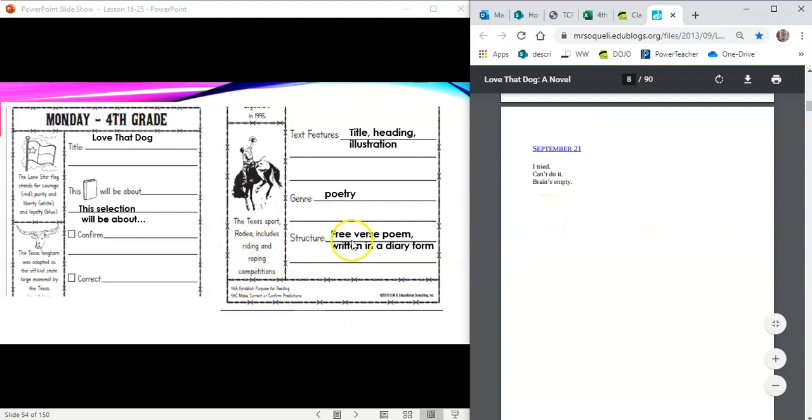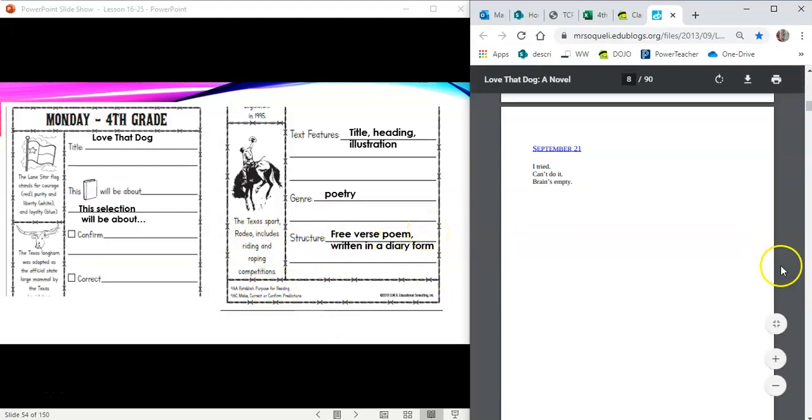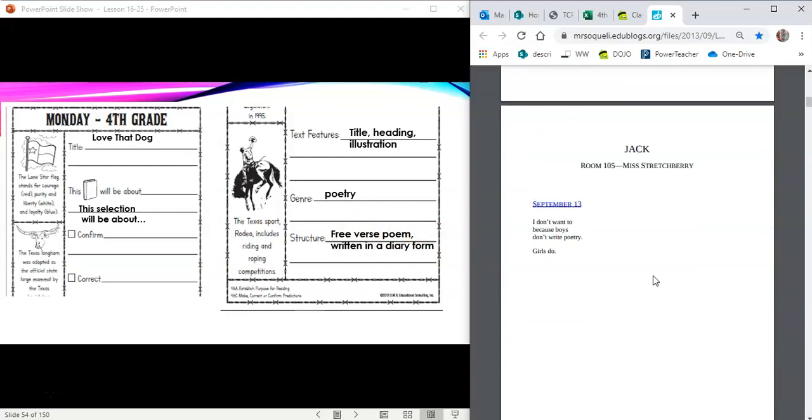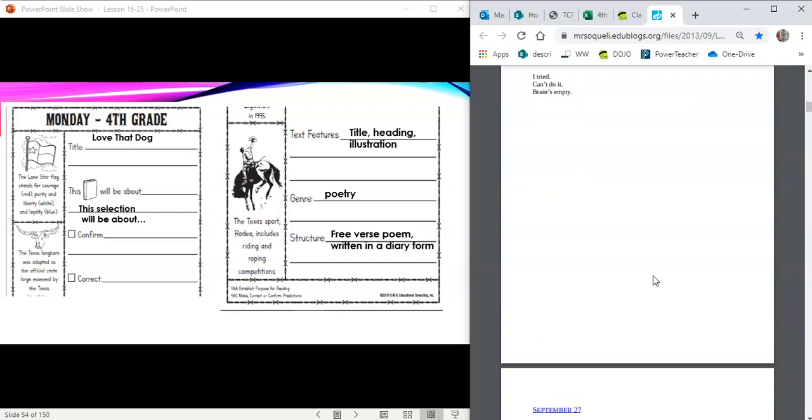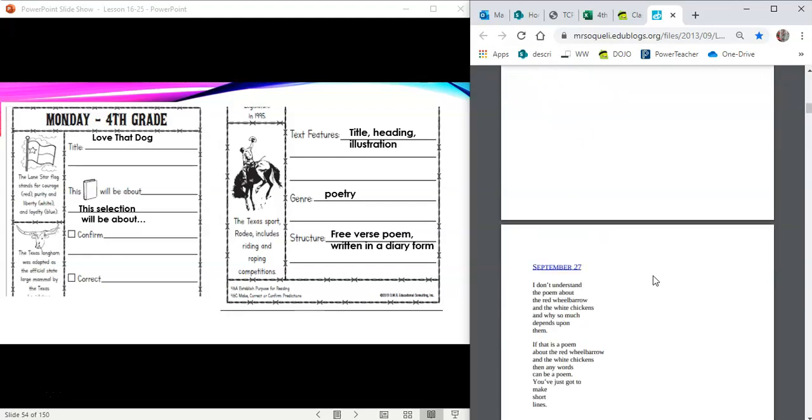And I'm going to go ahead and give you 30 seconds to write this. It's a free verse poem and it's written in a diary form. Diary or a journal form. Because every single page is a different date. So I'm going to give you 30 more seconds to write that.